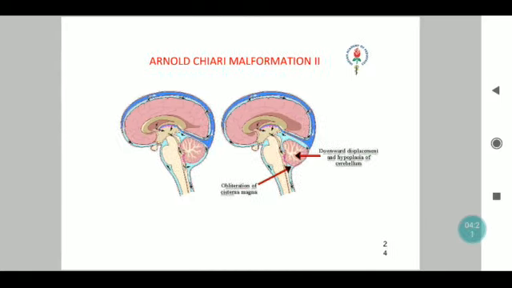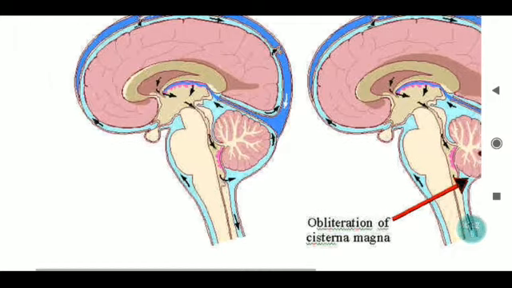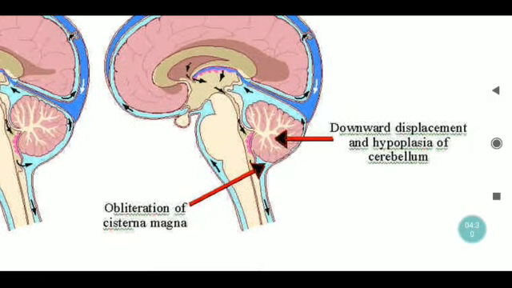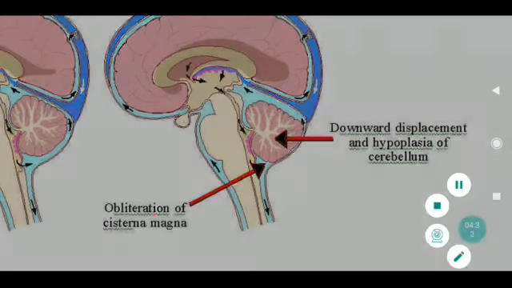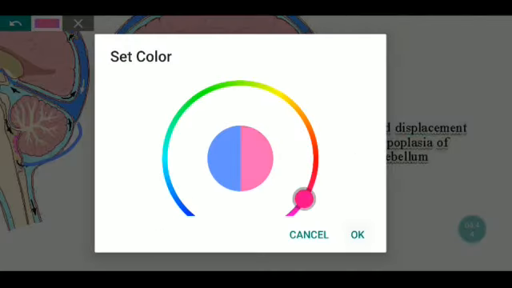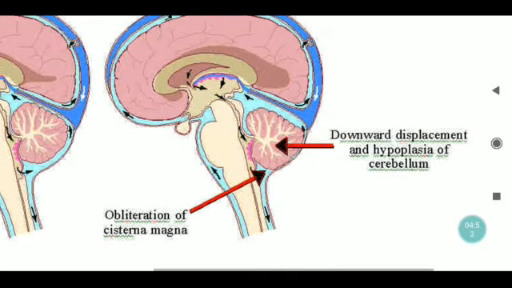Now, this image on the left side is a typical normal sagittal section of the brain. Whereas what you see in the second image is a downward displacement and hypoplasia of the cerebellum. So you can make out the hypoplasia of the cerebellum along with a downward displacement as opposed to normal, and as a result the cisterna magna is obliterated. As you see, what I am tracing in red on the left side is a normal space, whereas on the right side there is a complete obliteration and there is a downward displacement.